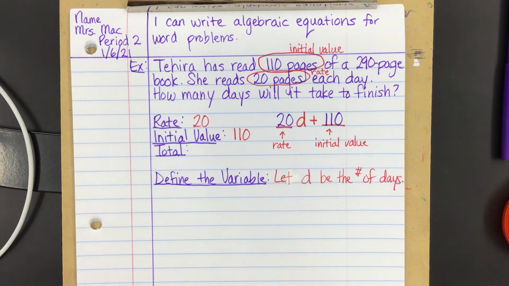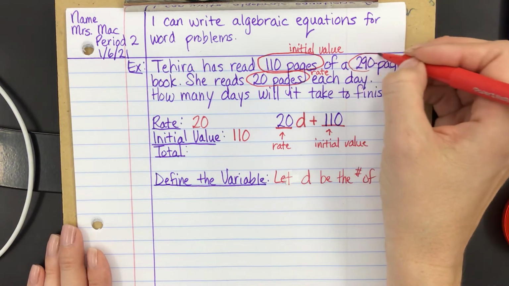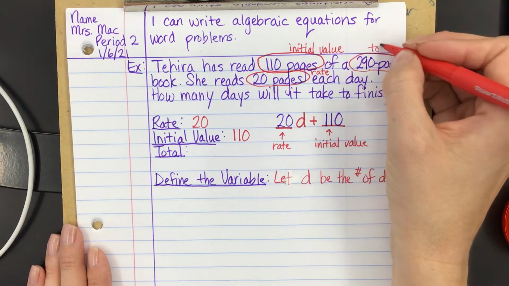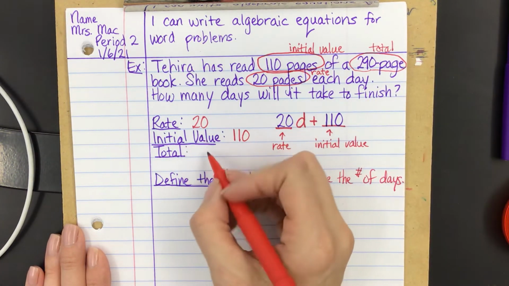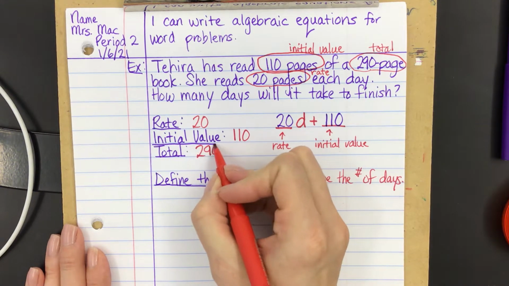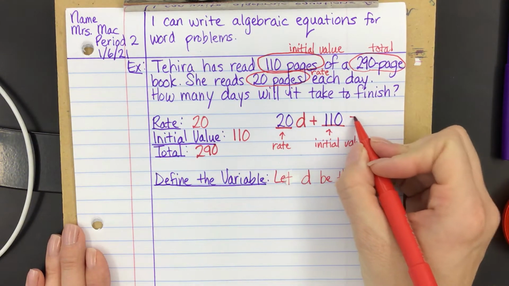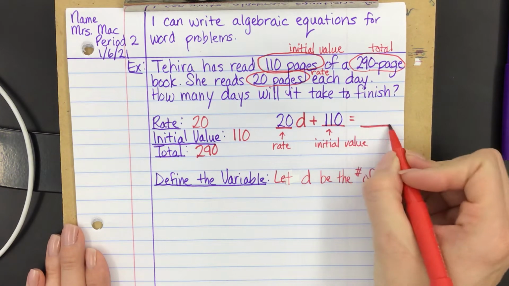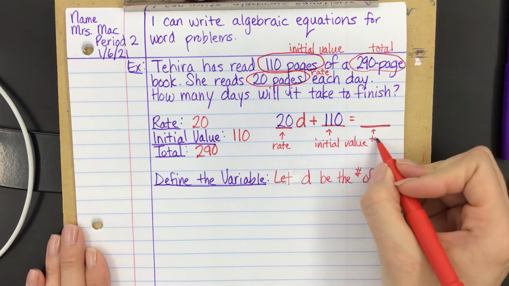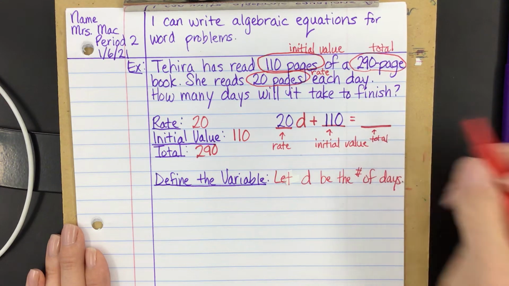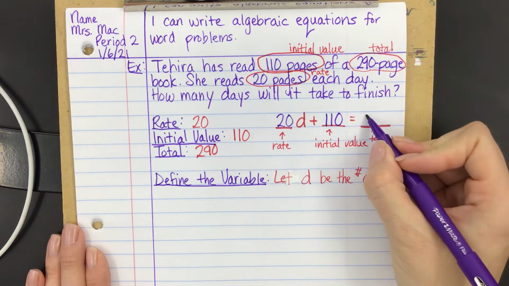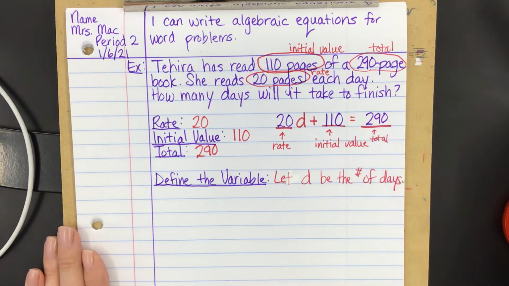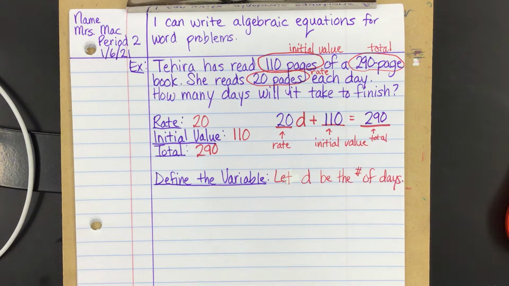Now what we're going to be doing though is we're going to be adding on a total because they've told us how many pages are in this book. There's an ending point. There's a total. It's right here. 290. And so our total is going to be 290. So what we're going to do is we're going to set it equal to the total, which is 290.